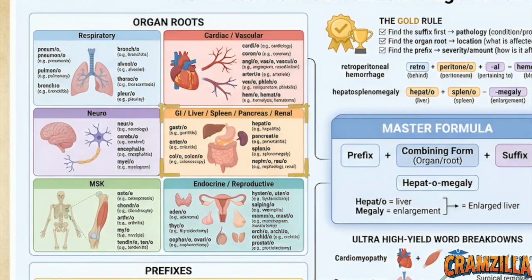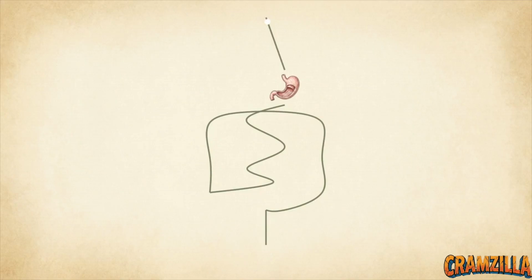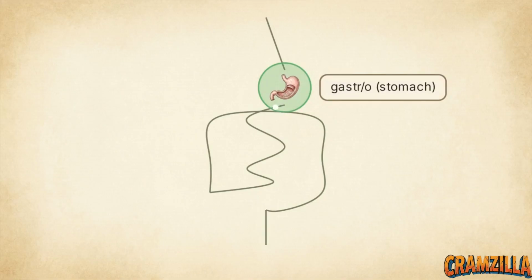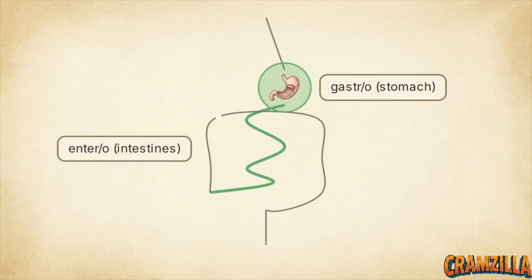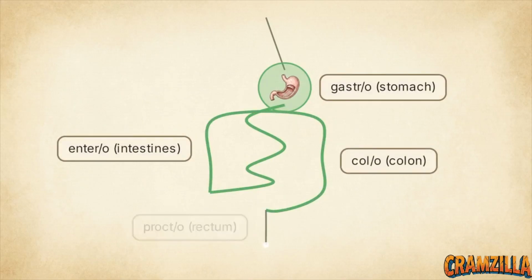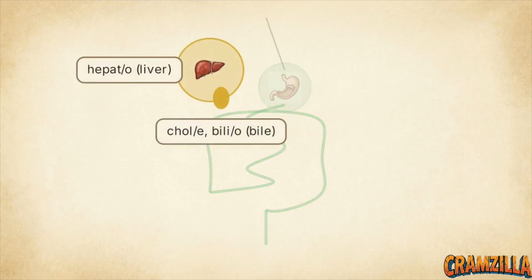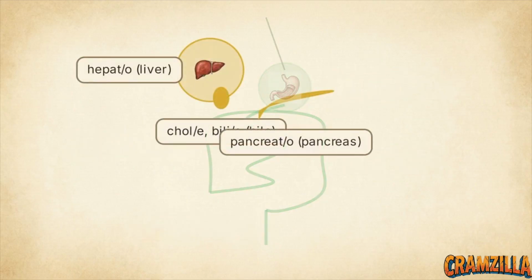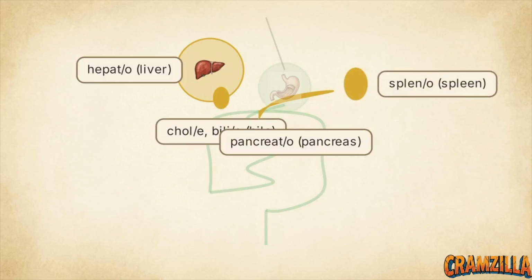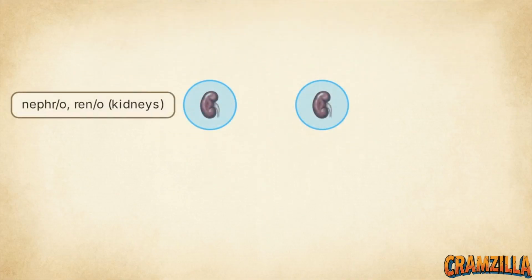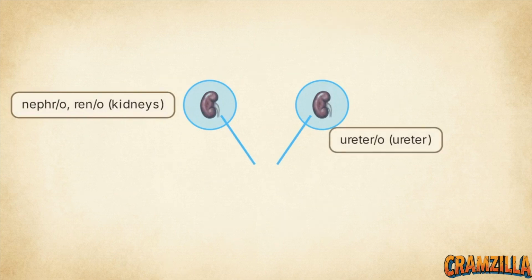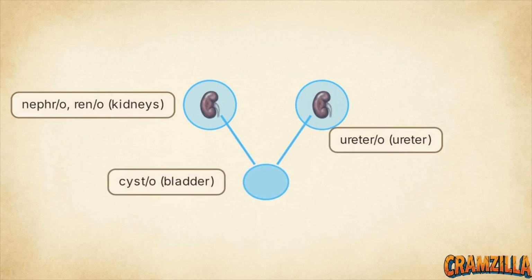Within the abdominal cavity, the orange section details the digestive system. The primary digestive pathway uses gastro for the stomach, entero for the intestines, colo for the colon, and procto for the rectum. The accessory organs utilize hepato for the liver, chole or bilio for bile, pancreato for the pancreas, and spleno for the spleen. The renal filtration system relies on nephro or reno for the kidneys, cysto for the bladder, uretero for the ureter, and urethra for the urethra.